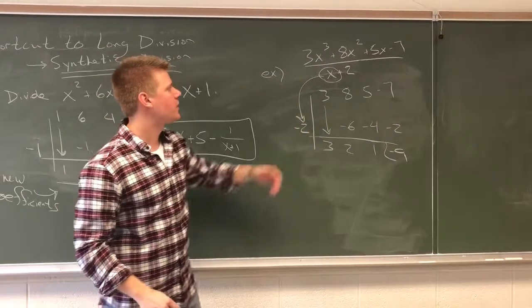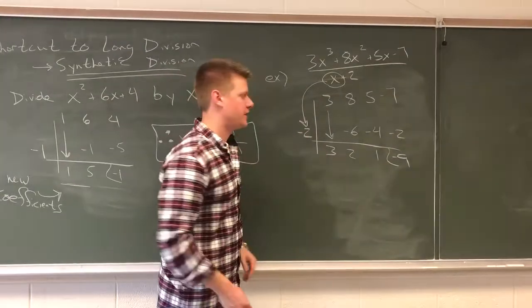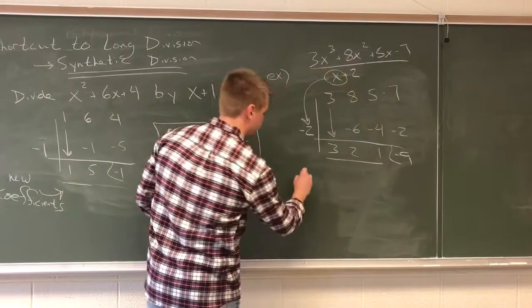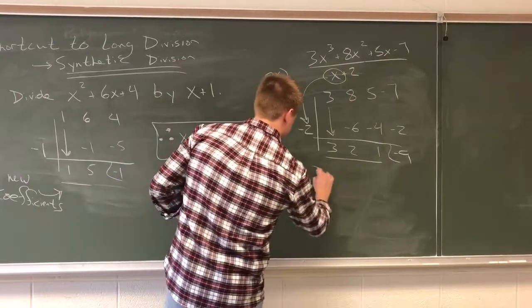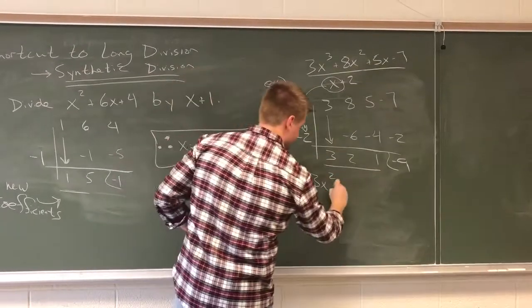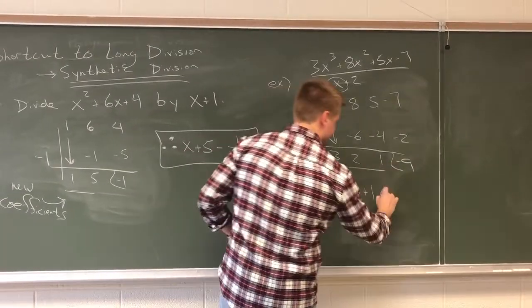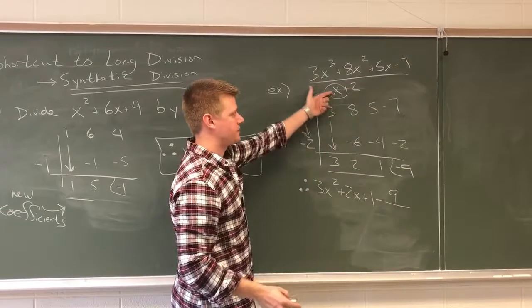So once again, if our original polynomial started with an x cubed, we reduce everything by a power of 1. So with our new coefficients, the final answer is going to be 3x squared plus 2x plus 1, minus 9 over the divisor, as always, x plus 2.